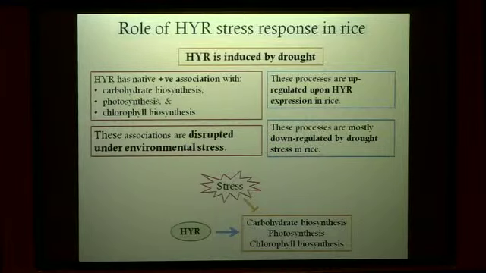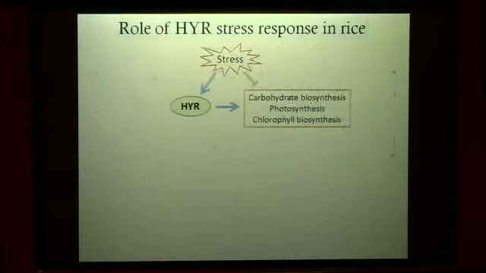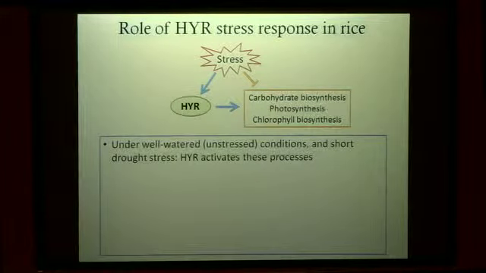On the other hand, higher is induced by drought. So drought stress essentially induces it. So here we have this cycle in which stress can induce higher, and higher can induce these processes. But stress essentially is very strong, which downregulates these processes. So our model essentially comes down to this: in the process of stress, higher and these particular processes, under well-watered unstressed conditions and short drought stress, higher can activate these processes.